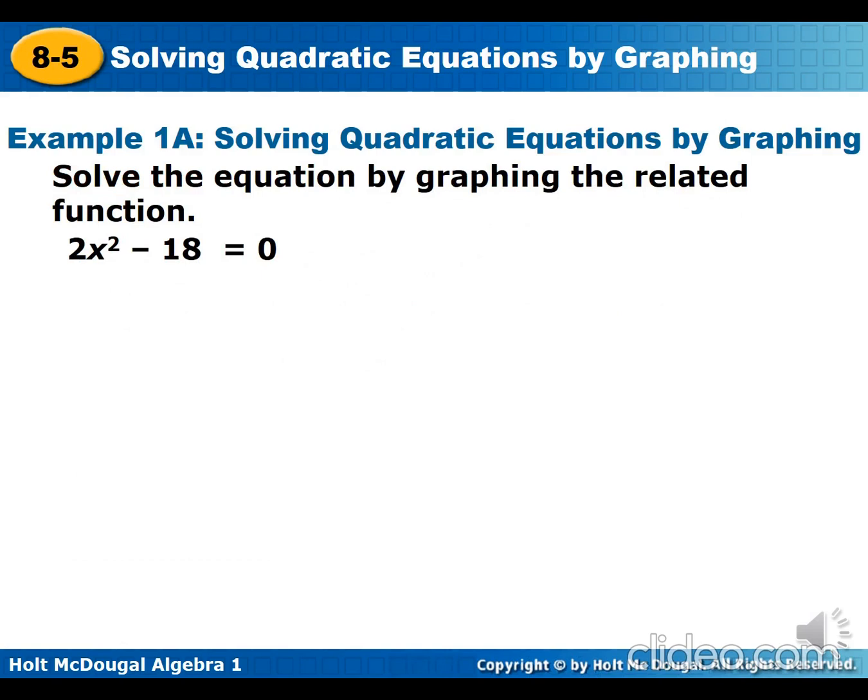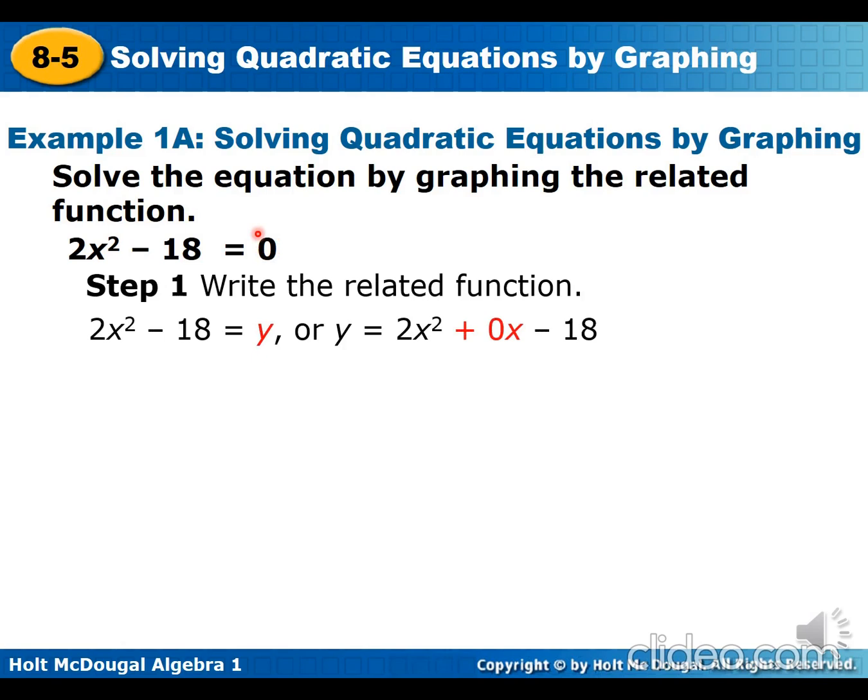Example 1. I have this wonderful, lovely equation, and it's so pretty that the other side is 0. So what should I do? Step 1, as we said, write the related function. So that 0 should be a y. Correct, a y. Once we have it as a y, we go on and find a, b, c. As you can see, A is 2. B is not there. As you can see, there's no x. So B is 0, and the negative 18 is the C.